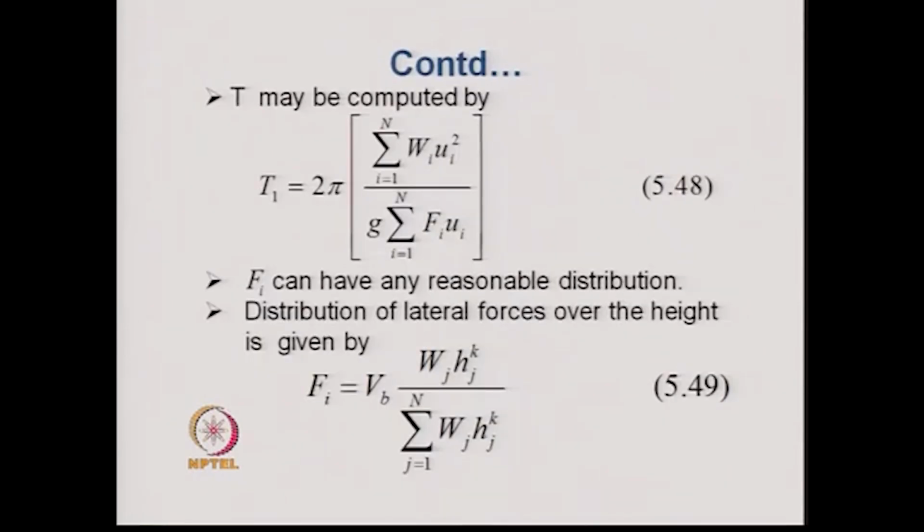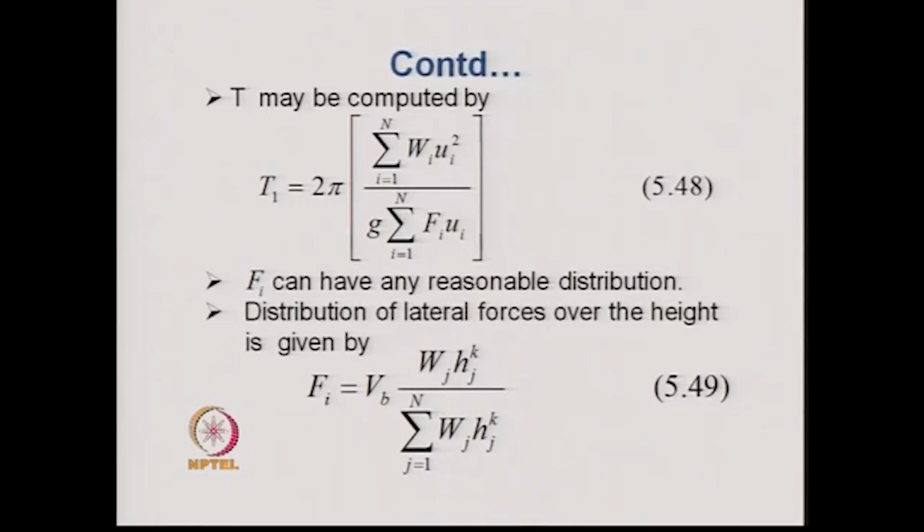Next, the time period may be computed by equation 5.48, and this is given for the seismic coefficient method. If we are using the seismic coefficient method for finding out the seismic forces induced in different members of the structure, then the time period is calculated by this formula. This formula is also known as the Rayleigh's formula.